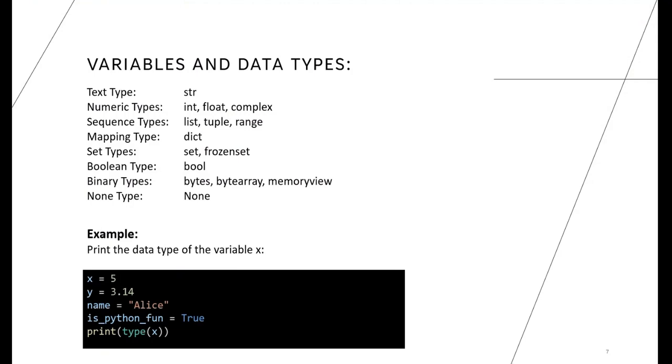In Python, we have multiple data types. In text type, we have string. In numerical types, we have int, float, and complex. Complex type is a bit different, which we are going to see in Python. Basically, it's a function which takes arguments like real and imaginary numbers. In sequence types, we have list, tuple, and range. Mapping type, dictionaries. Set types, set and frozenset. Boolean type, bool. Binary types, bytes, bytearray, and memoryview.